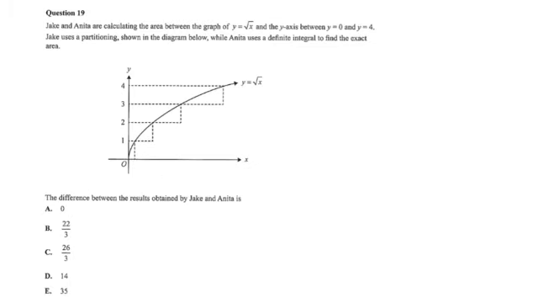Okay, question 19. Jake and Anita are calculating the area between the graph of y equals root x and the y-axis between y is 0 and y is 4. Jake uses a partitioning shown in the diagram below, which is an approximation technique, while Anita uses a definite integral to find the exact area. The difference between the results obtained by Jake and Anita is... Alright guys, I think we can handle this. It's a little bit different though, because we're dealing with these sideways rectangles, so we've just got to be a little bit careful the way we set this up.